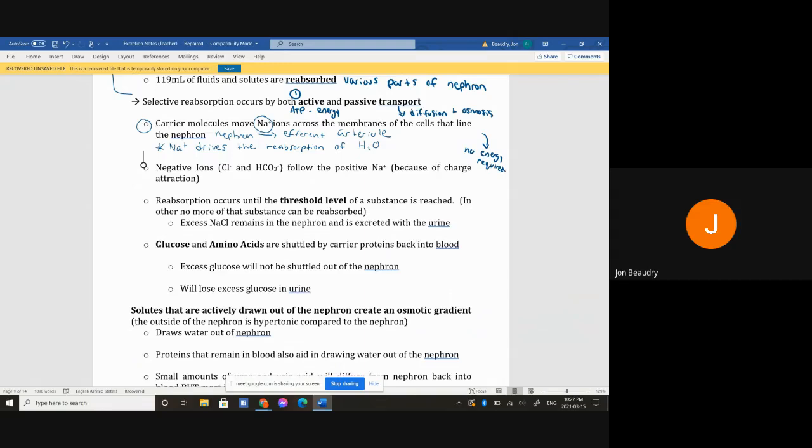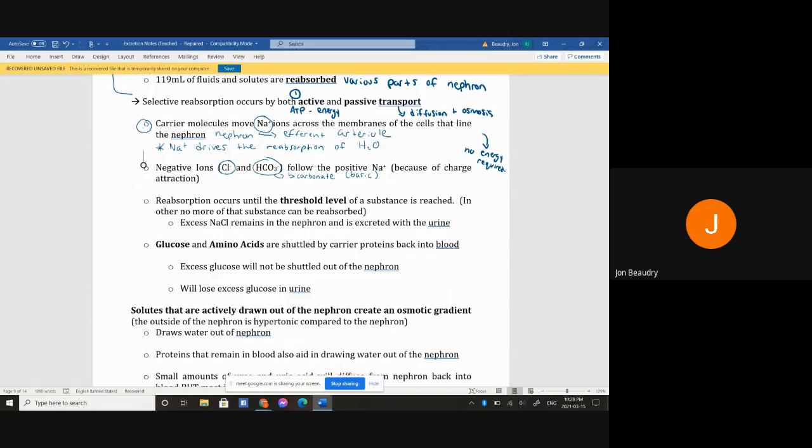Now we're going to introduce something else. Now we have chloride ions and something that I can call bicarbonate. And bicarbonate is a basic substance. And bicarbonate is closely linked to pH balance in my blood, whether it's basic or acidic. It's going to be closely linked to that. And that's what we're going to end with today.